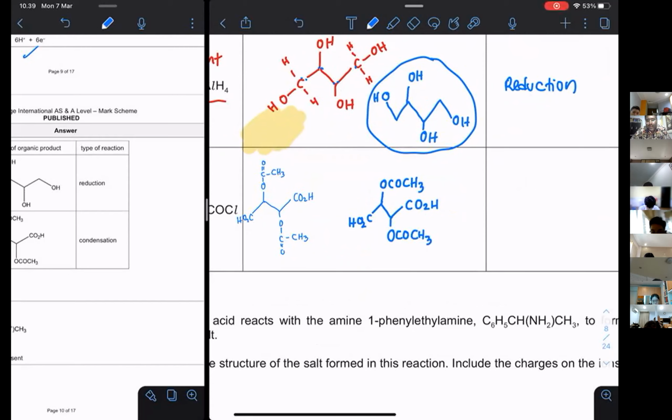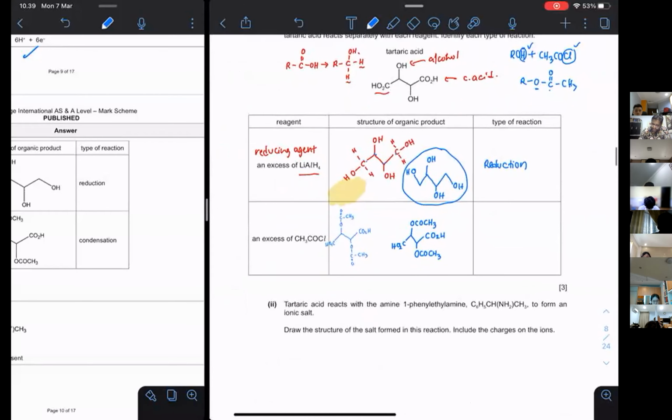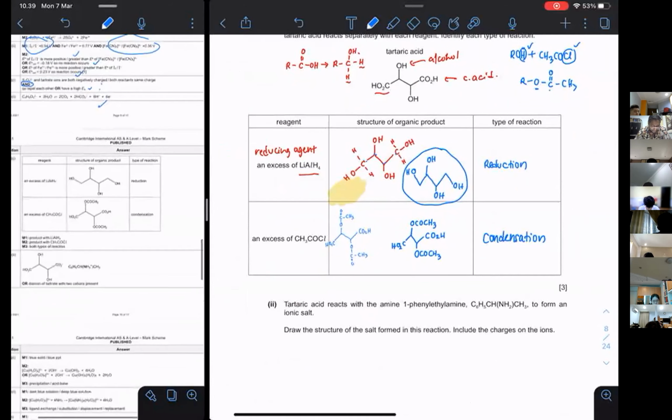Even though you can say it's esterification, the actual type of reaction, because you are removing the H and Cl, is going to be a condensation reaction. Does it mean that if I write esterification it is going to be correct or wrong? This one we will leave to the examiner, because here they say condensation and they didn't say esterification. So you need to be very careful.